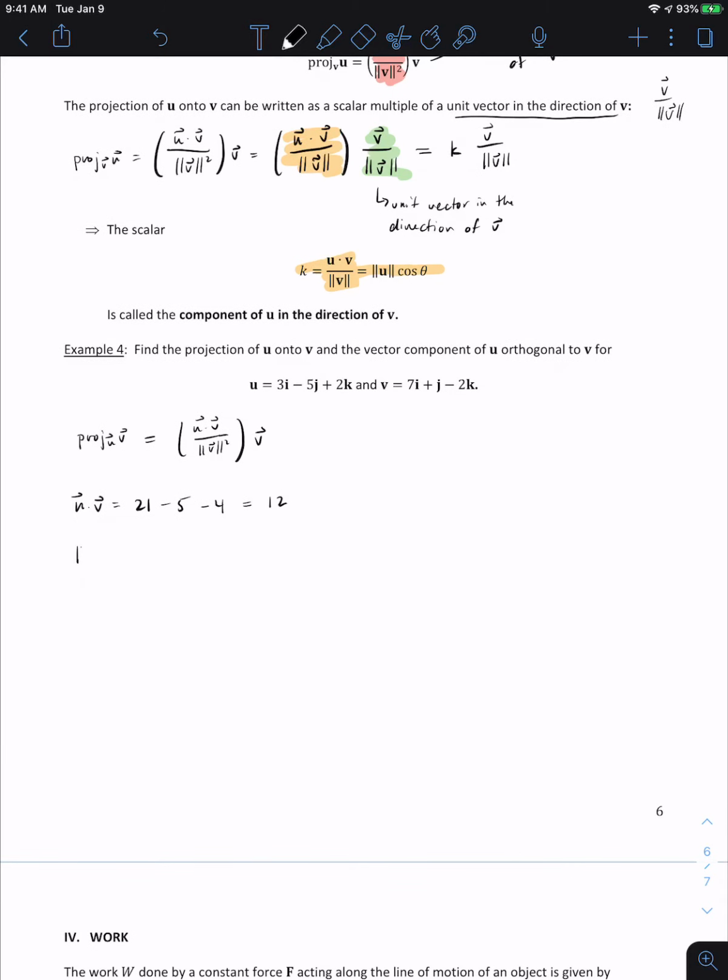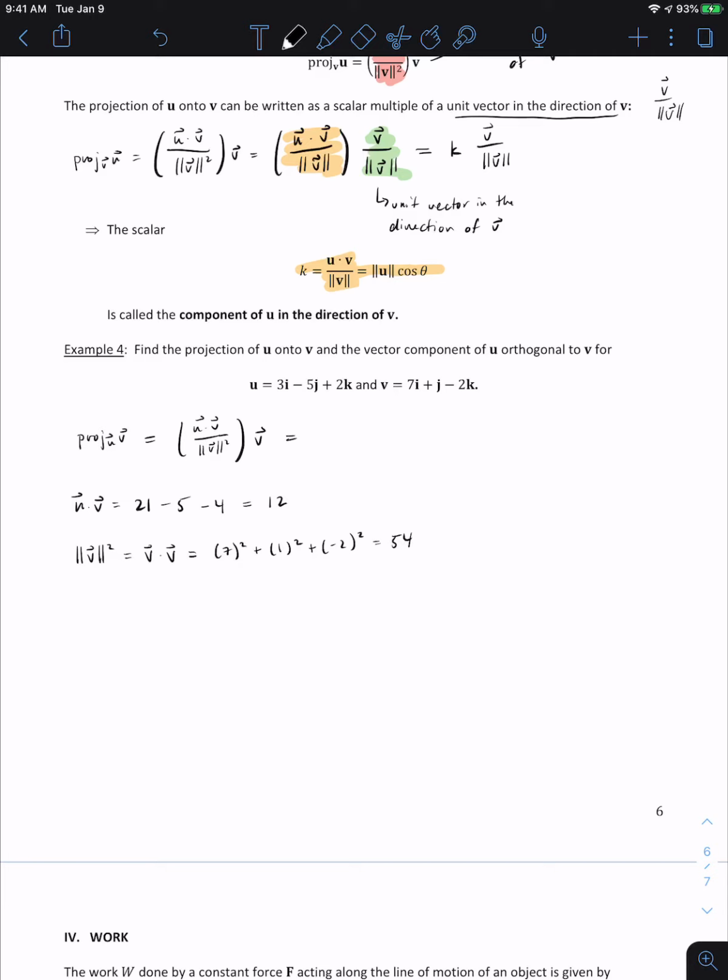And then the magnitude of v squared. Remember we had that formula earlier, that the magnitude squared is just the dot product of v with v. So this is going to be 7 squared, right? First component times first component plus second component times second component, so 1 squared plus -2 squared. So that is going to give me 54, right?